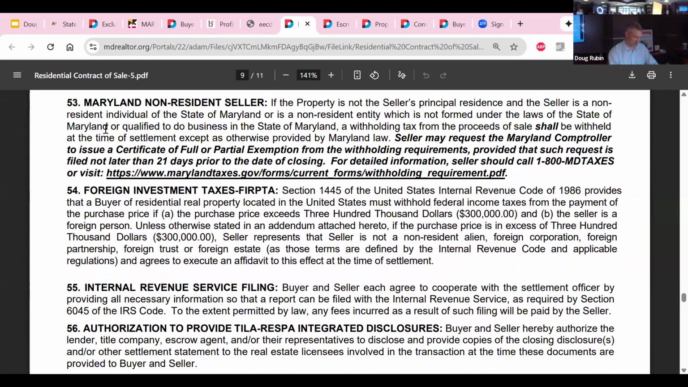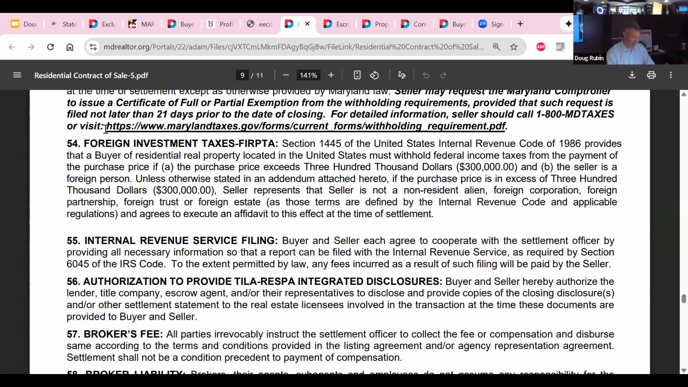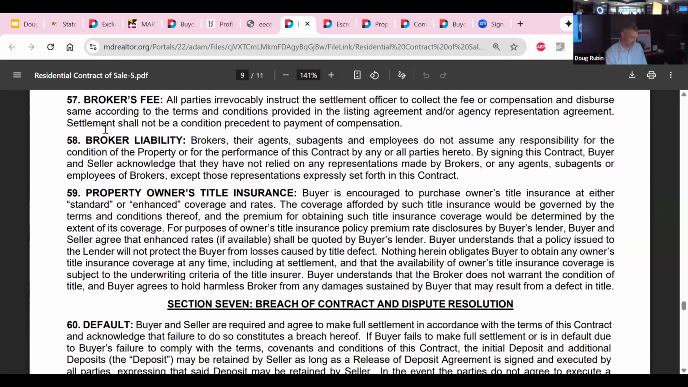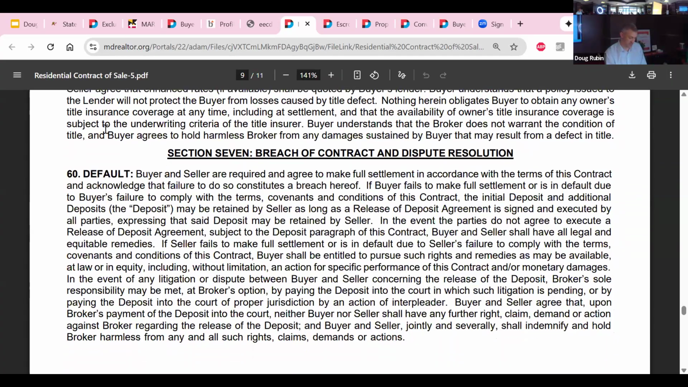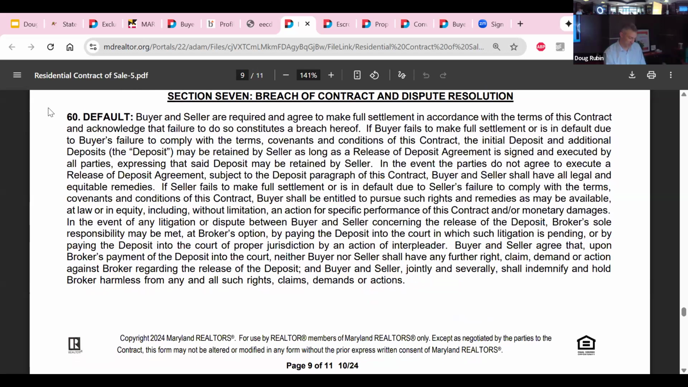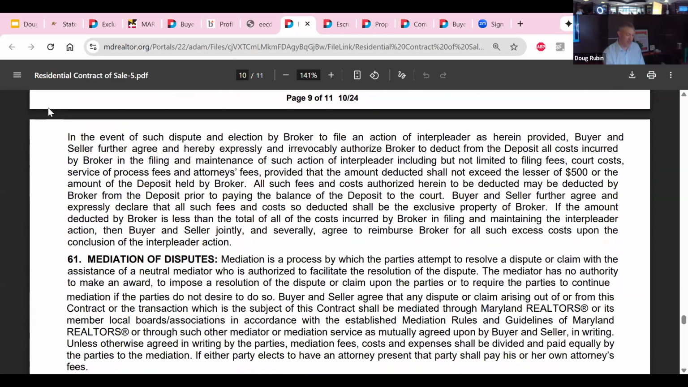We already talked about if they are a non-Maryland seller or a national, there may be tax implications. Yeah, it seems like a bunch of lawyers got involved with this document, added a whole bunch of stuff that protects who knows who. Okay.